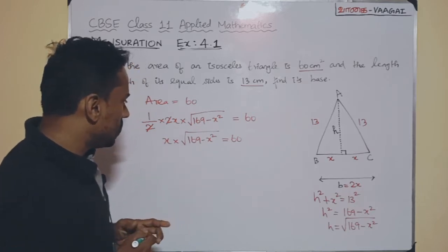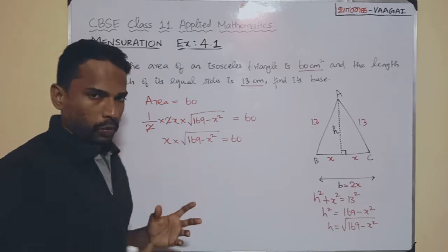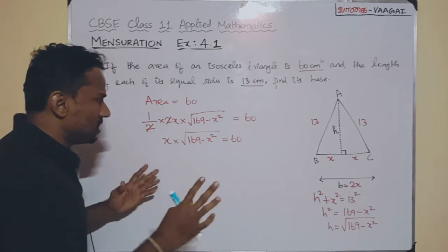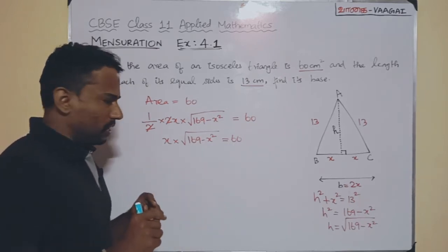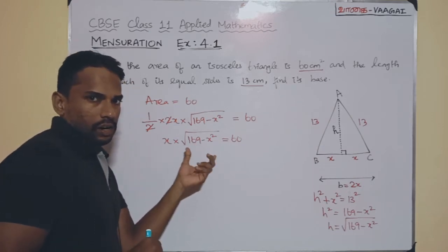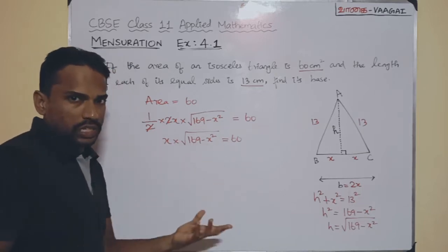Now if you look at this equation, this looks a bit complicated, right? So let us not complicate the process. Let's try to solve this equation as easily as possible. Now look very carefully. I have x multiplied with another expression in terms of x to get this product equal to 60. That's it, right?